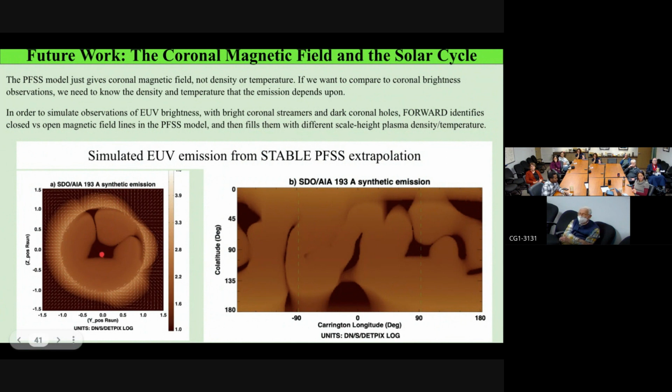This is the simulated UV we can determine here, which shows the open magnetic field, and we can also determine the open and closed magnetic field from the coupled strategies: the dynamo, the PFSS, and the forward model. Within this solar disk is the SDO AIA 193 angstrom synoptic emission, and this figure shows the Carrington longitude, and we can also determine the open and closed magnetic field from the simulated magnetic field. This is simulated EUV emission.